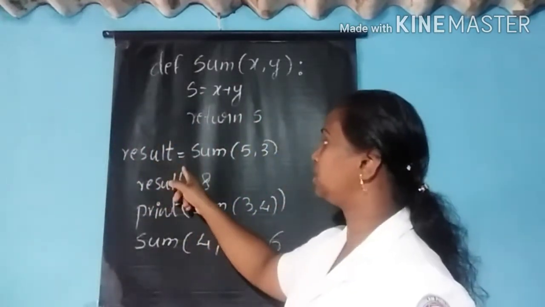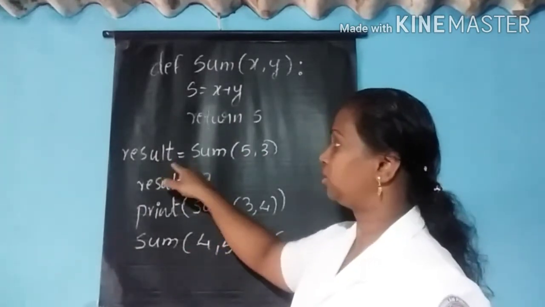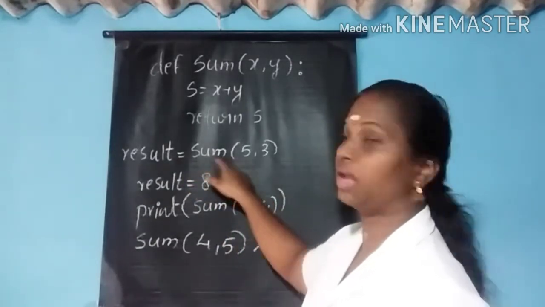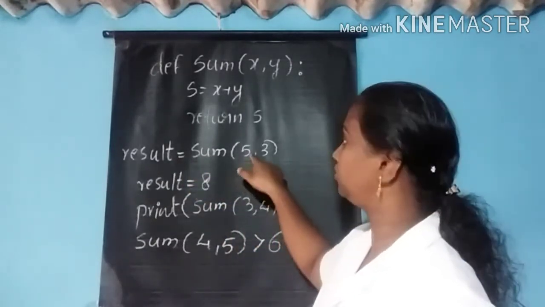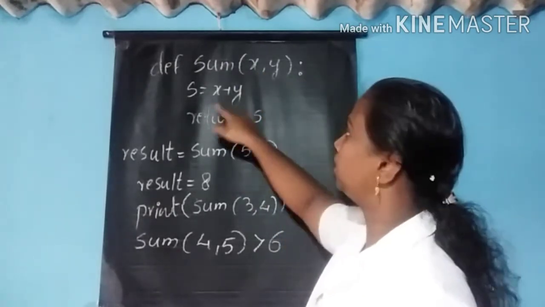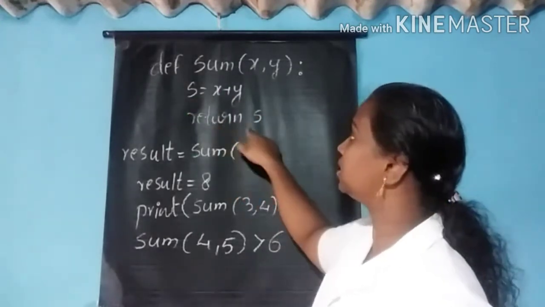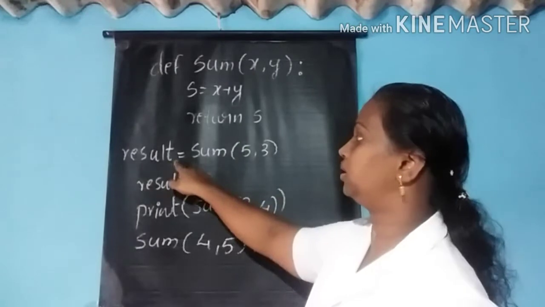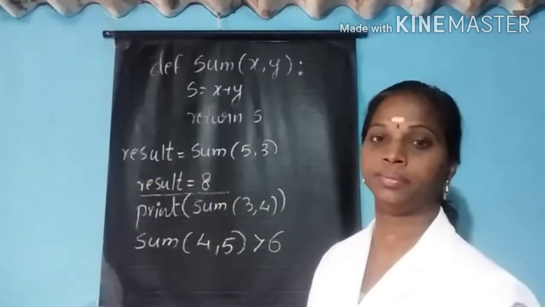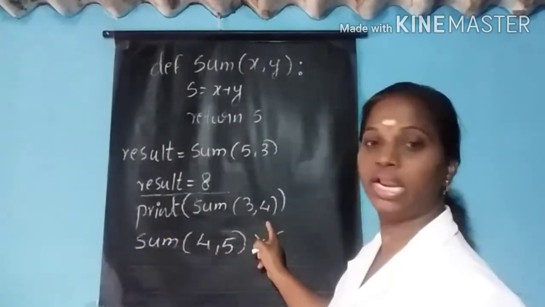See here, result is equal to sum of 5, 3. While we execute this instruction, what will happen? This will call the function sum of 5, 3. That is, 5 will be assigned to x and 3 will be assigned to y. Then it will add 5 plus 3, and that value will be assigned to s. Return s means this 8 will be returned here. So you will get result is equal to 8. Clear?